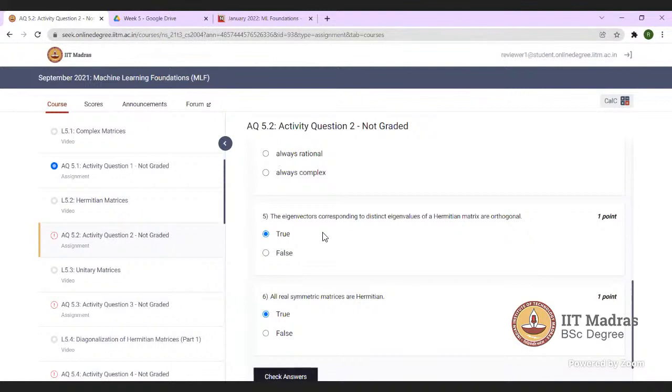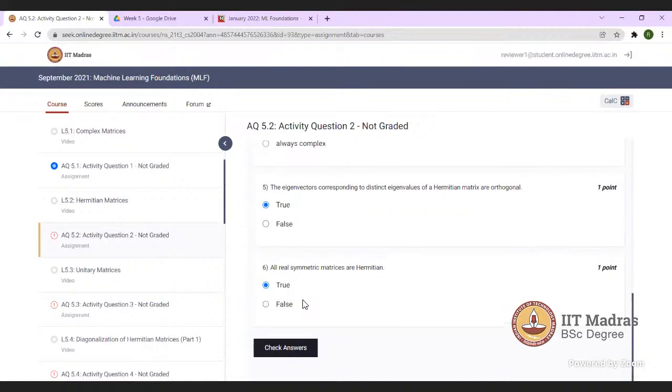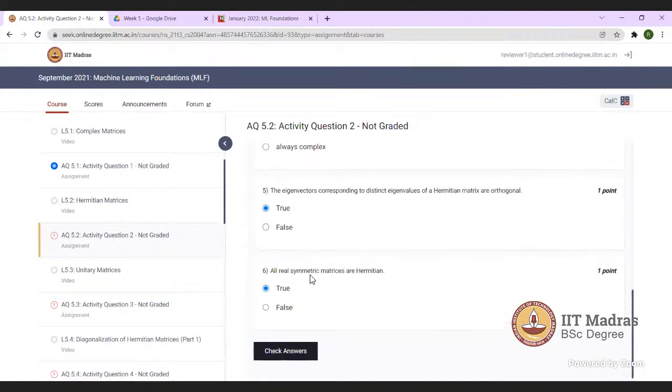These two we have discussed. That is true. Okay, and the last one is all real symmetric matrices are Hermitian. Yeah, that is true. As I told, symmetric matrices are a generalized or special type of Hermitian matrices where there won't be any imaginary part. So symmetric matrices also fall under the Hermitian category. So that is why it is true.